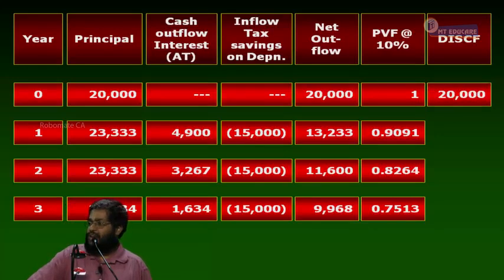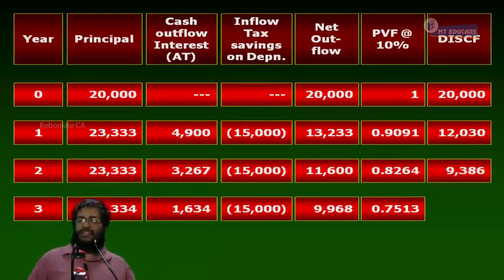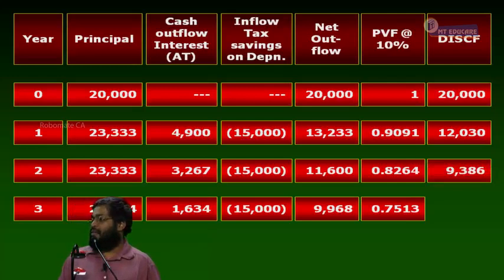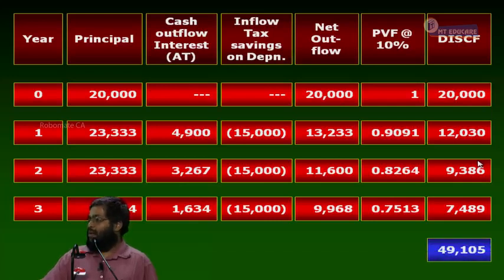13,233 into 0.9091, 12,030. 11,600 into 0.8264 gives you 9,586. 9,968 into 0.7513, what's the number? 7,489. Can the last column be added up? Yes. You tell me whether my total is right. 49,105. I think the total is right.